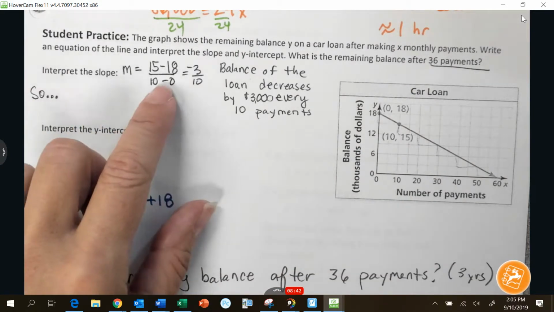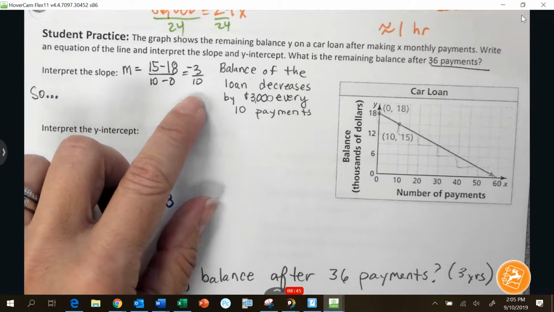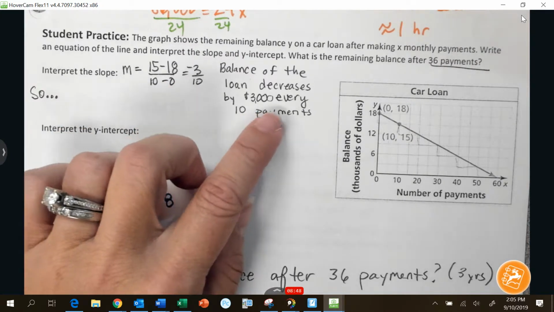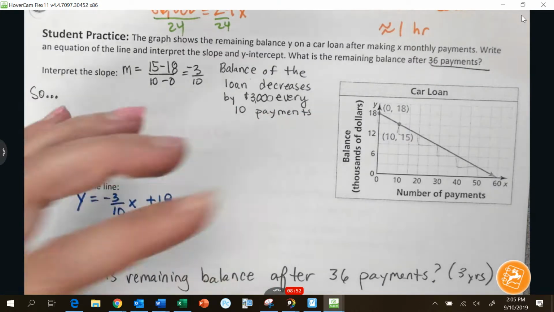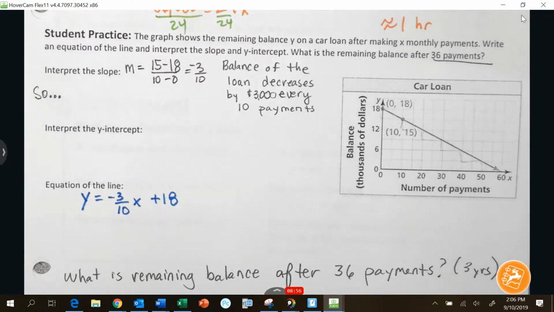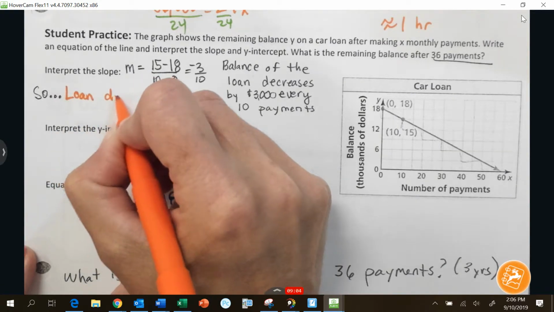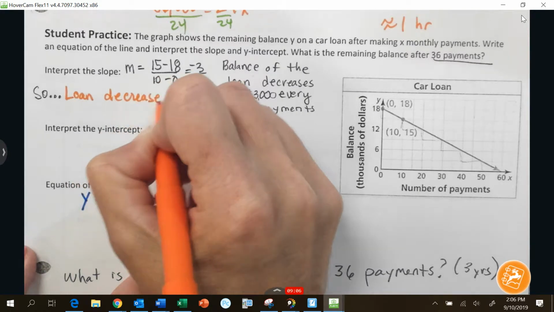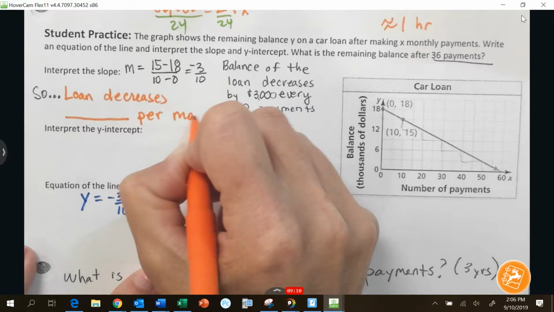So I found the slope, I got -3/10. That means the balance of the loan is decreasing by $3,000 every 10 payments. Well, we're going to simplify that slope and make it say something per 1 month. So what's happening to the loan? Loan decreases. How much per month? How can we find it out?